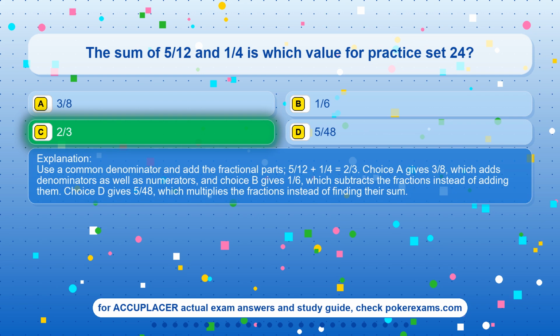Use a common denominator and add the fractional parts. 5/12 plus 1/4 equals 2/3. Choice A gives 3/8, which adds denominators as well as numerators, and choice B gives 1/6, which subtracts the fractions instead of adding them. Choice D gives 5/48, which multiplies the fractions instead of finding their sum.